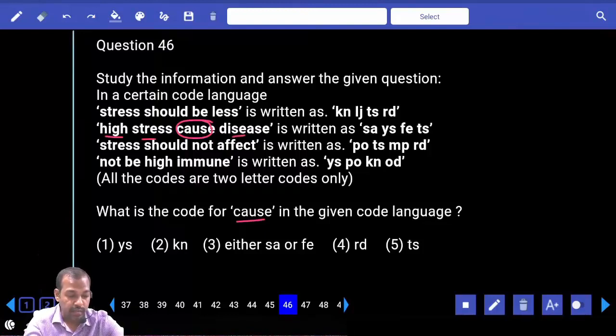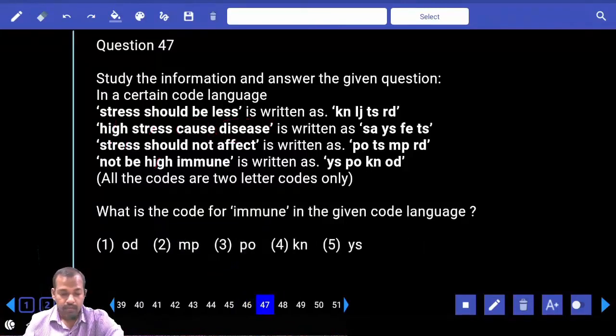Now tell me, is "high" repeated or not? Is "stress" repeated or not? And is "disease" repeated here? No, isn't it? That means definitely in the option we will get the answer. What is the option here? Third option.